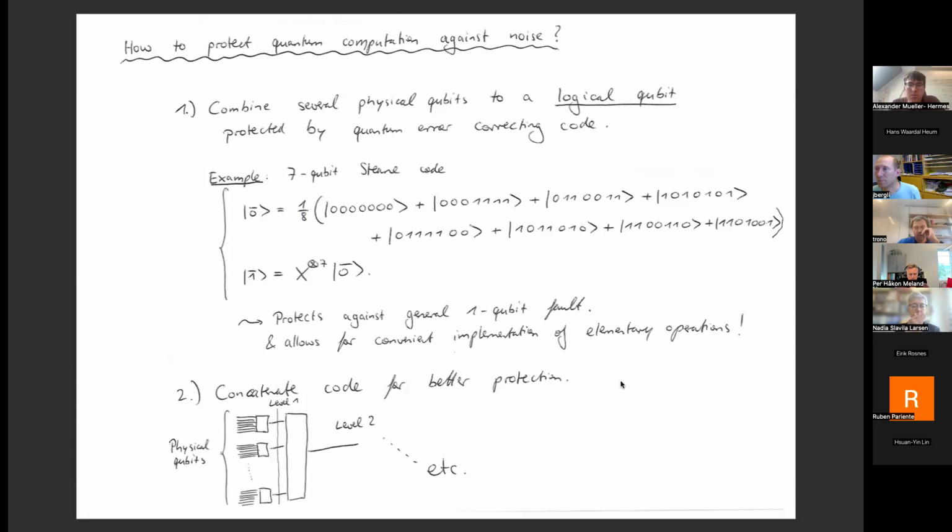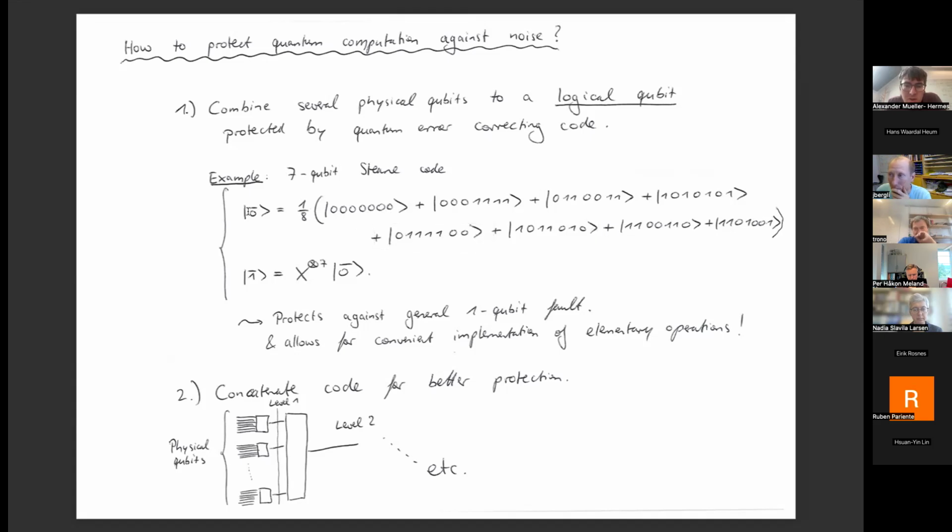So now how can we protect quantum computations against noise? The usual way of doing this is, again, by doing quantum error correction. So what this means is that you somehow combine several physical qubits that have this kind of gate error probability q, or this error probability q. You combine this to a logical qubit that somehow should have a lower error probability. The way you can do this is, for example, with a 7-qubit Steane code here. So this means that I take 7 qubits together and I form these kind of funny looking states.